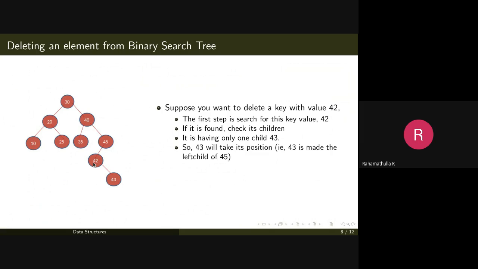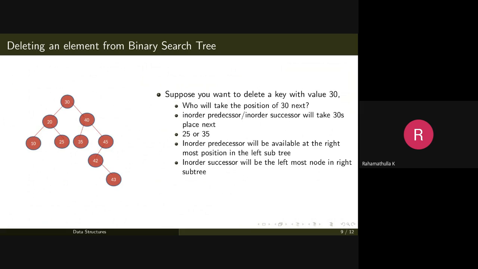It has only one child, so that's also another easy case. If a particular node has only one child, you just delete that node and the only child takes its parent's position. Then once again the BST property will be satisfied. But it will not be the case if the element which we are going to delete is the root node, or if the element which you are going to delete has both left and right children.